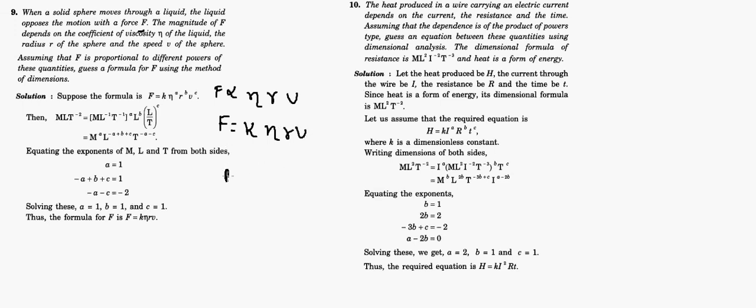Force will have the dimension m l t raised to power minus 2. This K is as it is. This is not a dimension, by the way. You can ignore this constant term K. Eta is there.